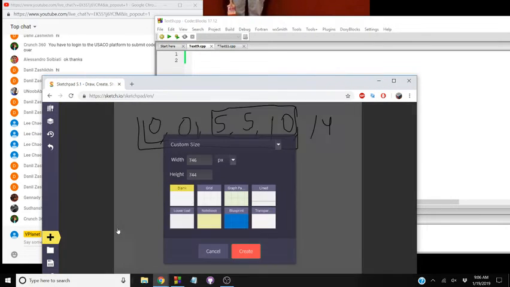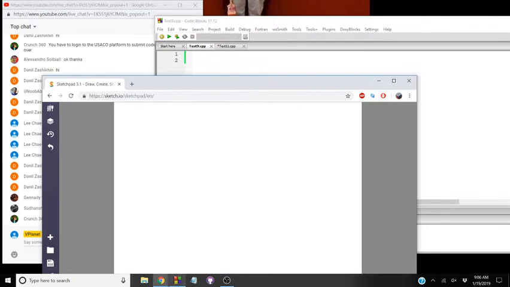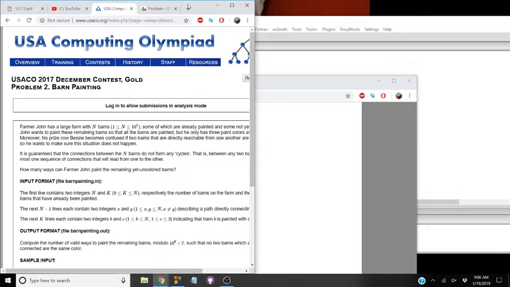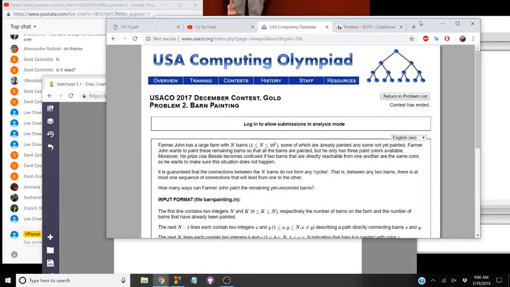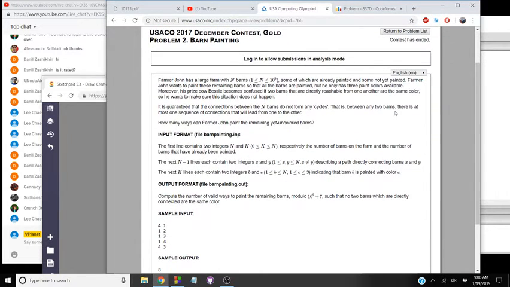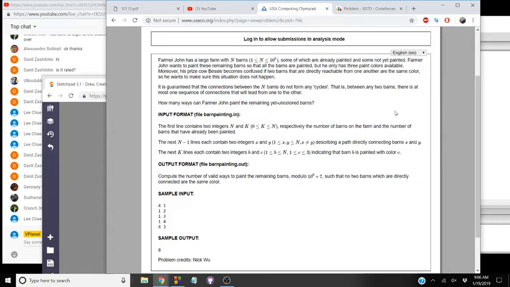Okay, let's make a new one of these. This next problem is barn painting. It was recommended by Michael, and it's his DP on trees problem. So let's just read the problem real quick.